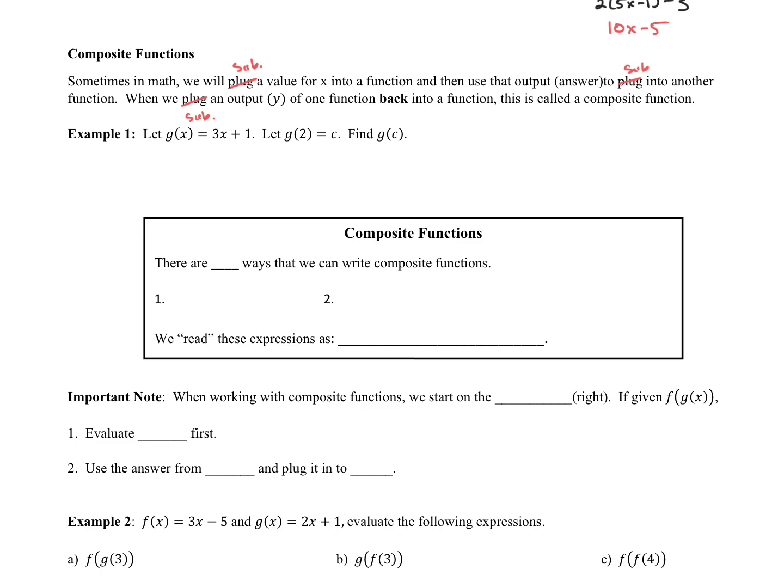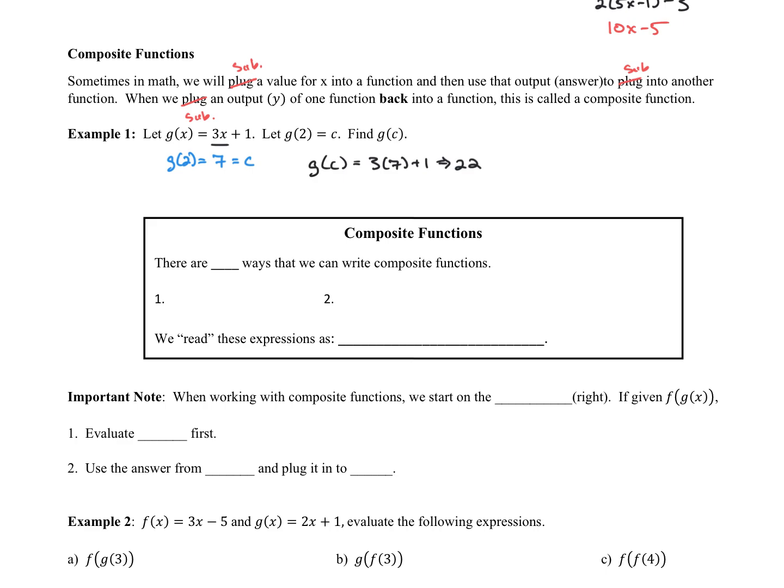Let's look at this first one. We have g of x is equal to 3x plus 1, and let g of 2 equal c. We need to find g of c. But before we find g of c, what do we need to do? Solve for c. We need to figure out what c is. So we substitute in g of 2. What is g of 2? When I substitute in 2 here, what do we get? 7. Now I have 7, which is equal to c. Then when I find g of c, what are we going to substitute in? 7. So when we substitute in 7, I now have 3 times 7 plus 1. We end up with 22. Love it.